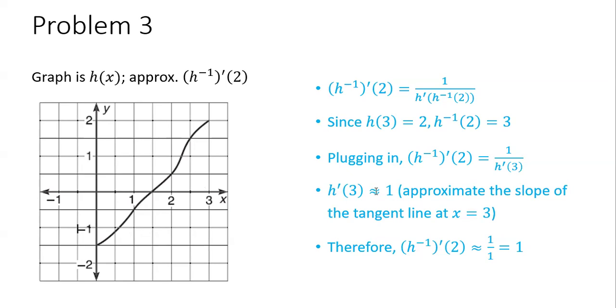Oh no, that is right. Because the change in y over change in x is 0.5 over 0.5, which is 1. Yeah, okay. I was confused by the scale of this graph. So h prime of 3 is approximately 1. So therefore, h inverse prime of 2 is approximately 1 over 1, which is 1.